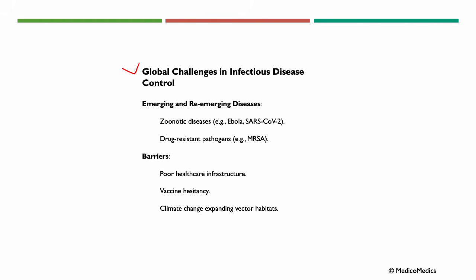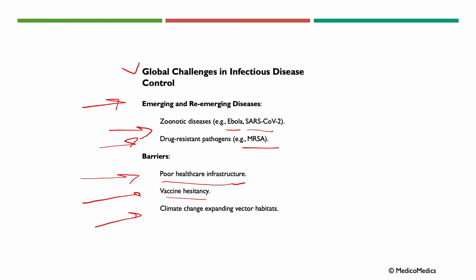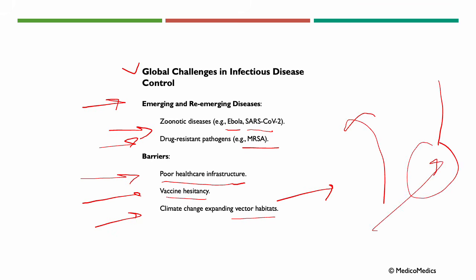Some global challenges in infectious disease control: emerging and re-emerging diseases, so zoonotic diseases like Ebola, SARS-CoV-2, drug resistant pathogens like MRSA. Barriers include poor healthcare infrastructure, vaccine hesitancy, climate change expanding vector habitats. So, for example, mosquitoes spreading more throughout the world, carrying malaria, is an example of that.